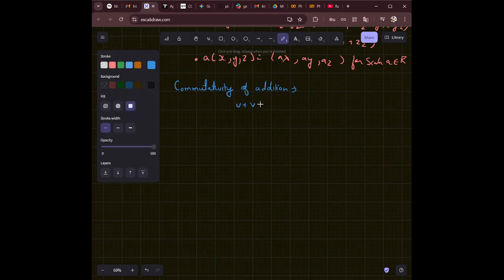u plus v equals v plus u, as we studied earlier, for all elements u, v belonging to the set R cube. So u and v are elements of R cube, which is a 3D vector set.